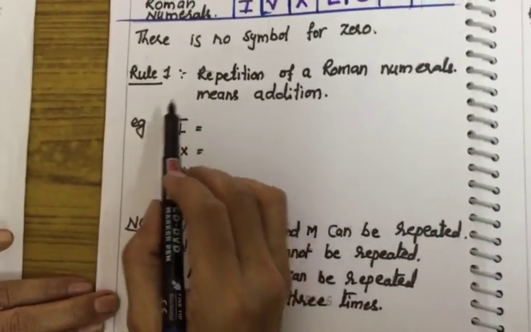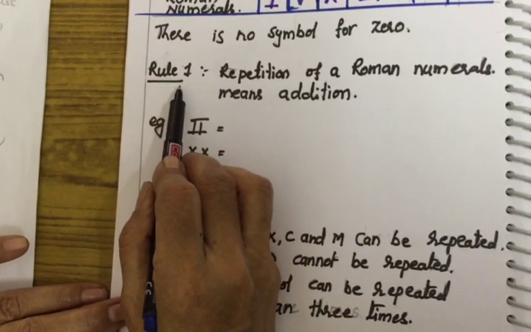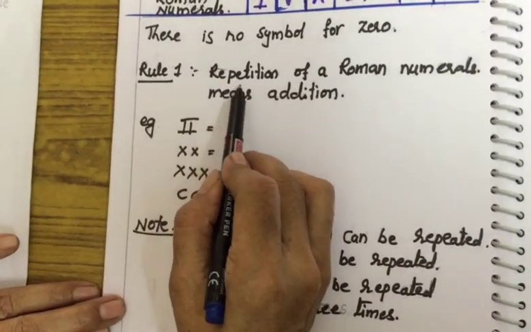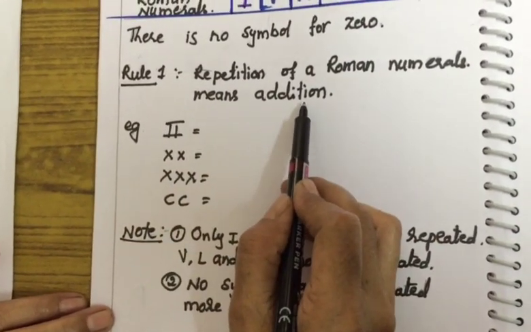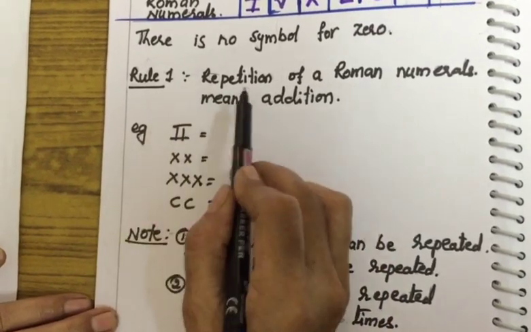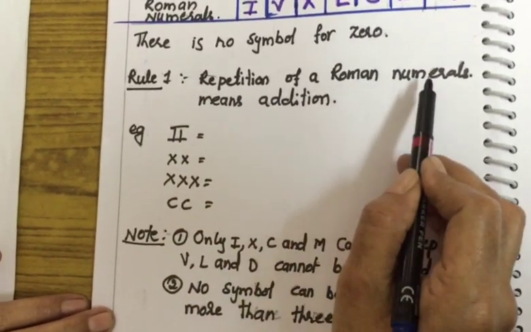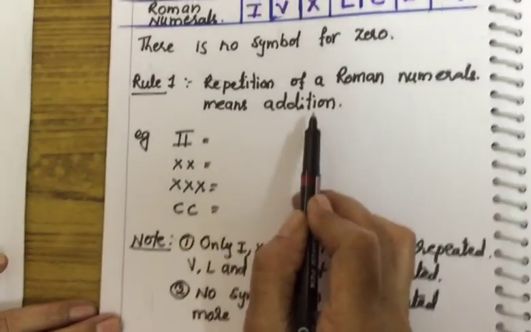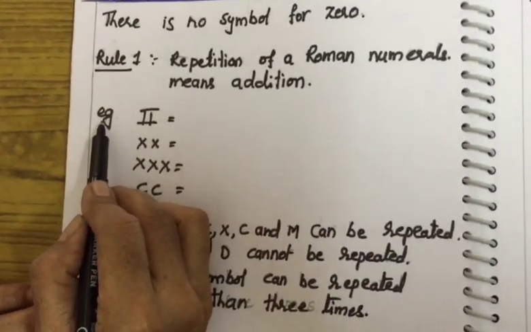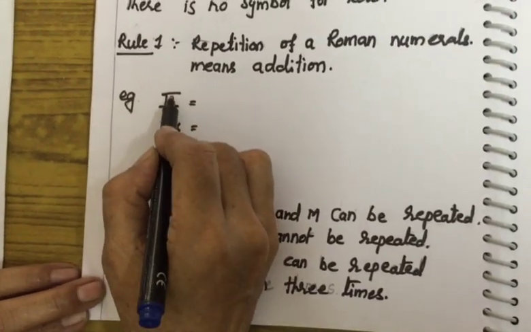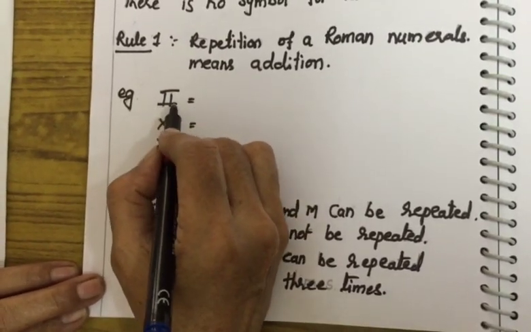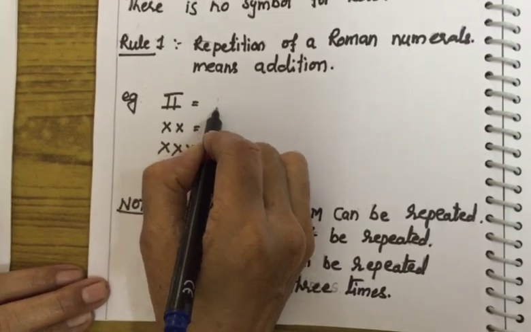Now I'll explain the rules. Rule 1. Repetition of a Roman numeral means addition. Once again I'll read, children. Repetition of Roman numerals means addition. For example, here I is repeating. What do you have to do, children? If it repeats, we have to do addition.